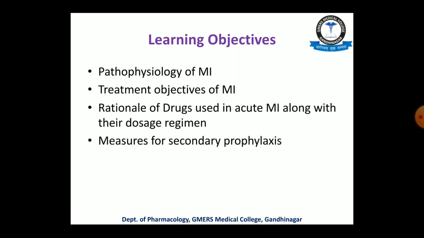And lastly, once the acute episode has been successfully treated, the measures you take for the prevention of secondary prophylaxis. It means that to prevent the reoccurrence of myocardial infarction.